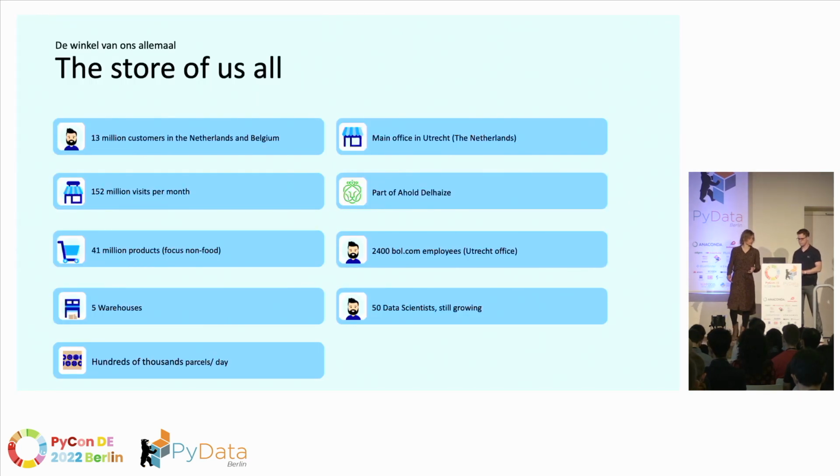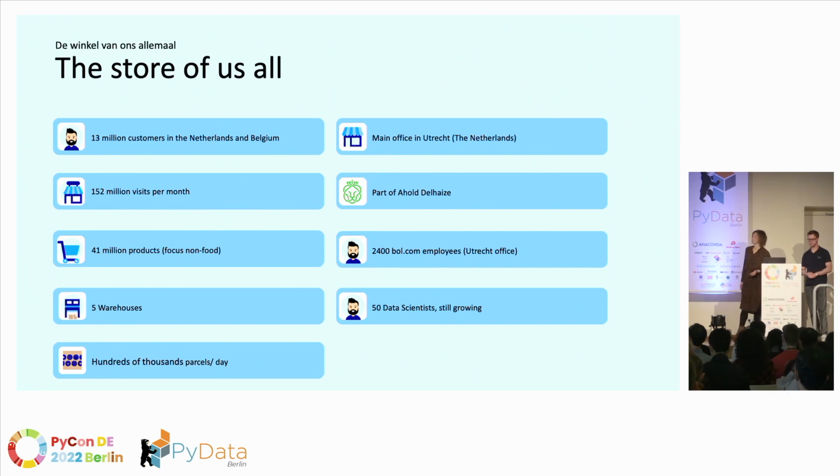And just to get some of the figures, what we're talking about. So we are working in the Netherlands and Belgium, and I have to read the numbers as well. So there are 13 million customers that we're currently serving, and quite some visits a month, you can see, with a lot of products. We already grew up to 5 warehouses, still growing, and we deliver hundreds of thousands of parcels a day in the Netherlands and Belgium. Our main base is Utrecht, being part of Ahold Delhaize, and from the 2,400 employees now working at Bol, we're now working with 50 data scientists, and that number is also still growing.